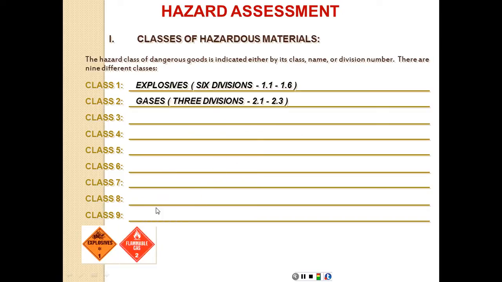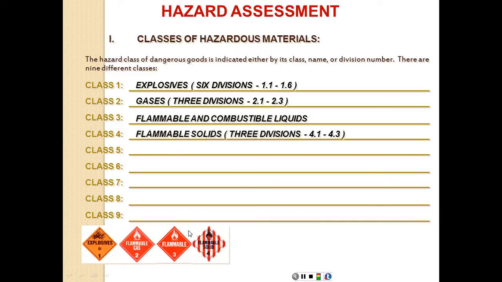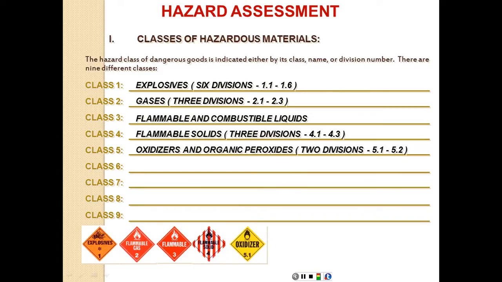The second one is gases. That's another one here, 3 divisions, 2.1 to 2.3, and that's the symbol for it. It's a flammable gas. The third one is flammable and combustible liquids. So that's even more dangerous, and now it carries number 3. It has a category on its own. Class 4 is flammable solids, which has 3 divisions, 4.1 to 4.3, all under class 4. Class 5 is oxidizers and organic peroxides, which has 2 divisions, 5.1 and 5.2.